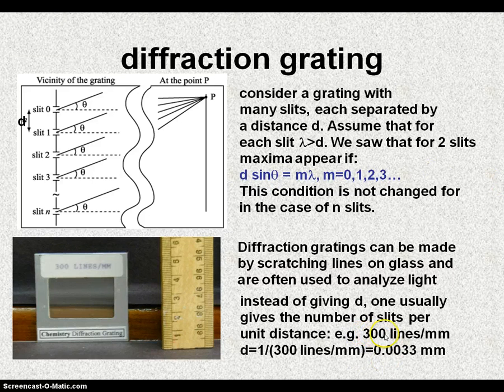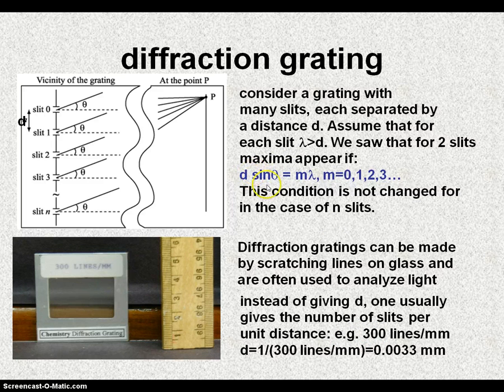So you've got 300,000 lines per meter. Then if we take the inverse of that, so you just take 1 over that number, that will tell you d, the distance between the slits. So 0.0033 millimeters, or 0.0033 times 10 to the negative third meters. Now, the equation is still the same.